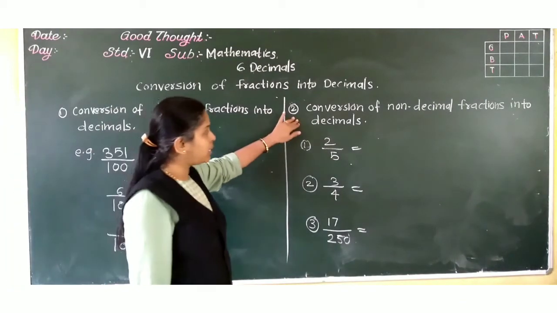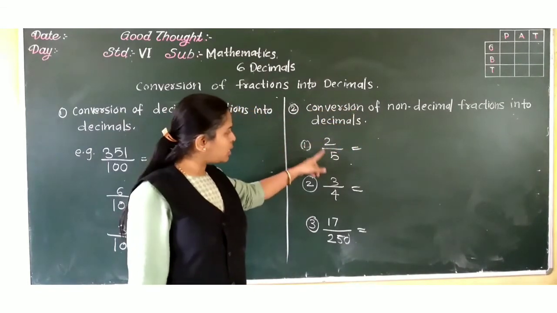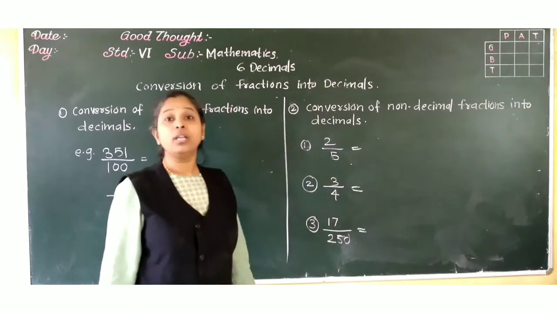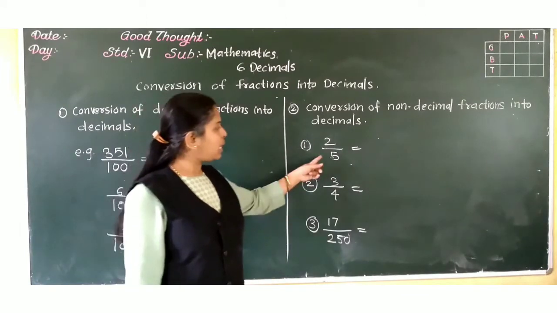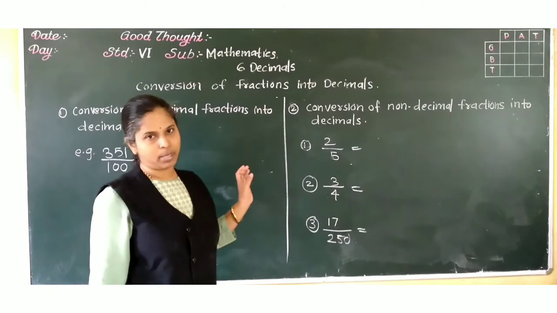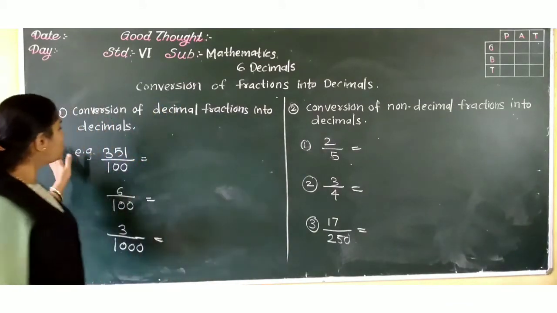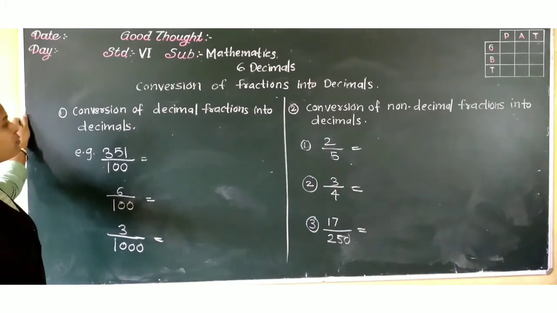Decimal fraction means what? A fraction whose denominator is 10, 100, 1000. These numbers are called decimal fractions. And second is conversion of non-decimal fractions into decimals. Now see, look at their denominators: here 5 is there, here 4, here 250. These we have to convert into decimal fractions. How? Make their denominator 100 by multiplying with a suitable number. Okay. Now see here. First one, 351 upon 100. This we have to convert into a decimal.